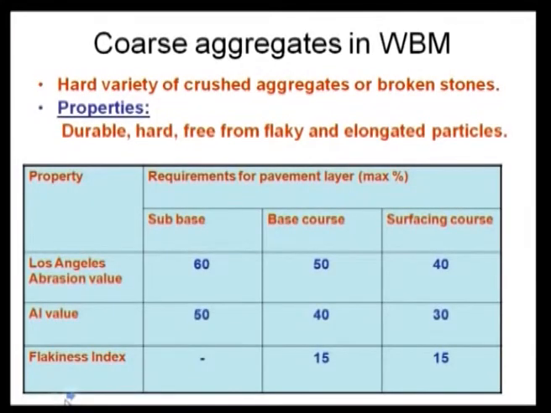Then what are the different properties? Durability, hardness. If I take it by means of Los Angeles abrasion value, for sub base maximum it should be 60, base course it should be 50, and surface course it should be 40. AI value 50, 40, and 30. Flakiness index, for sub base it should not be required, then it should be 15 for base course as well as surfacing course.